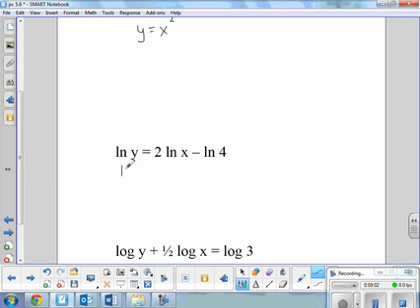Here, I'm going to try and combine them. We've got a natural log this time. Move my 2. And that'll become natural log of x squared over 4. I have 2 natural logs. So what I'm taking the natural log of has to be equal.